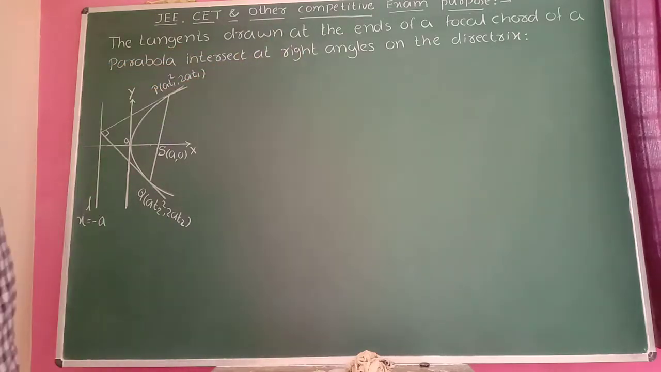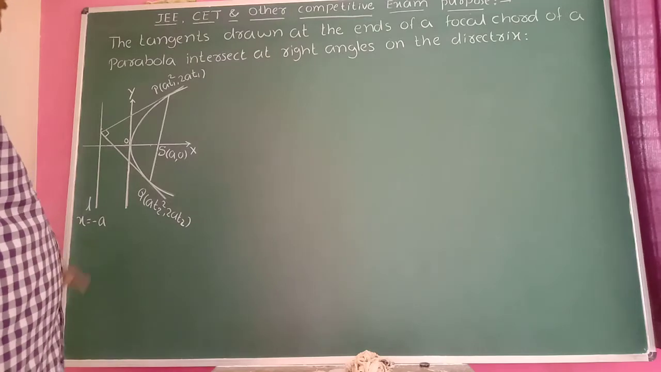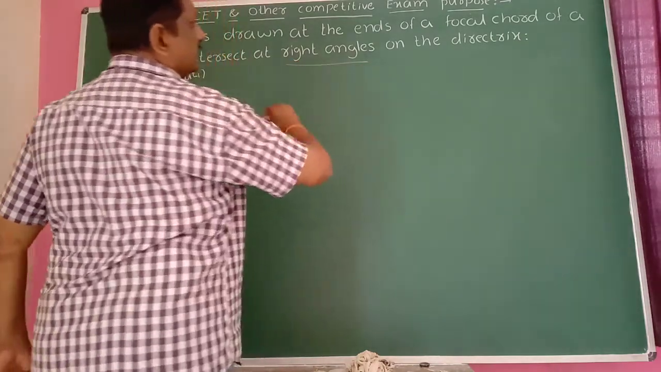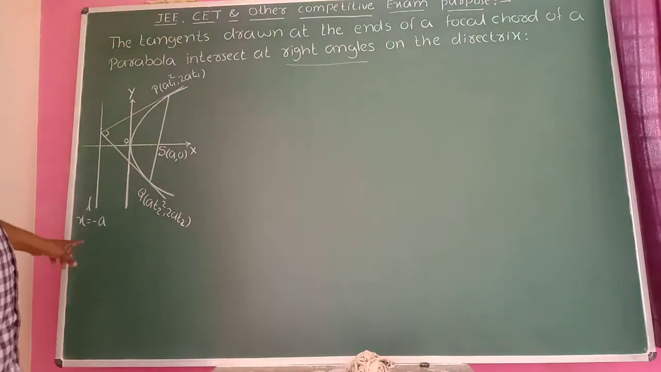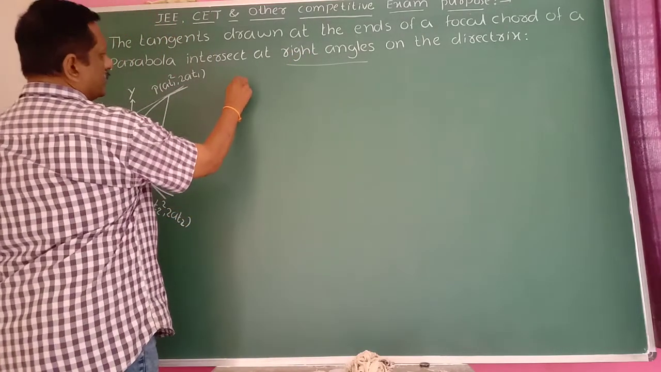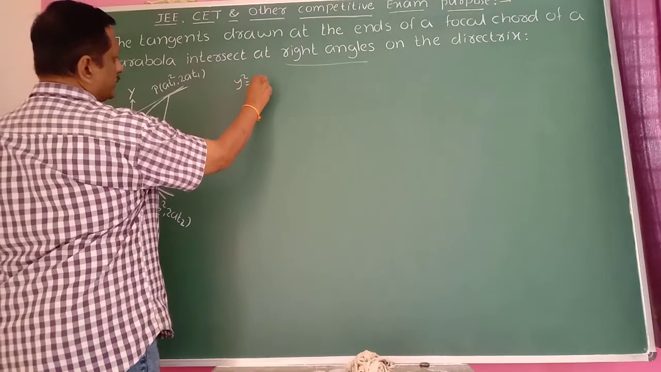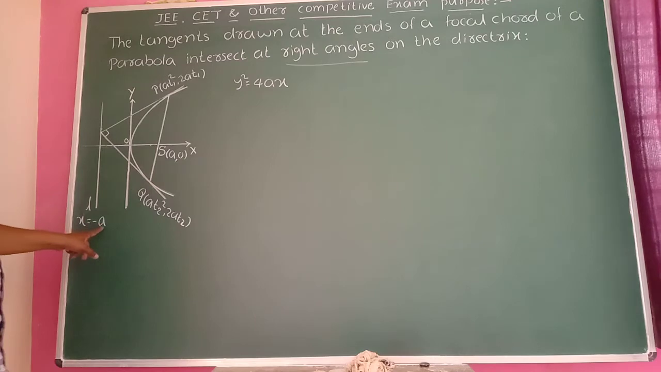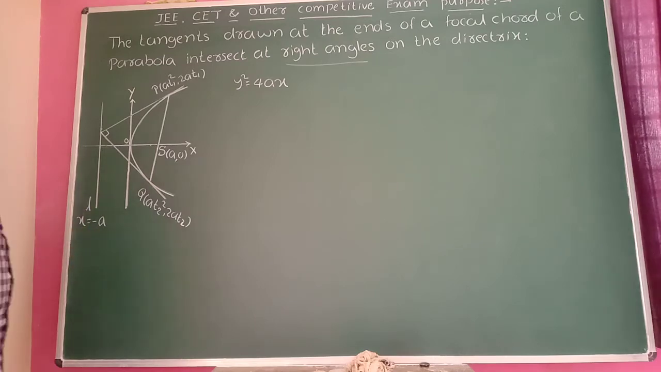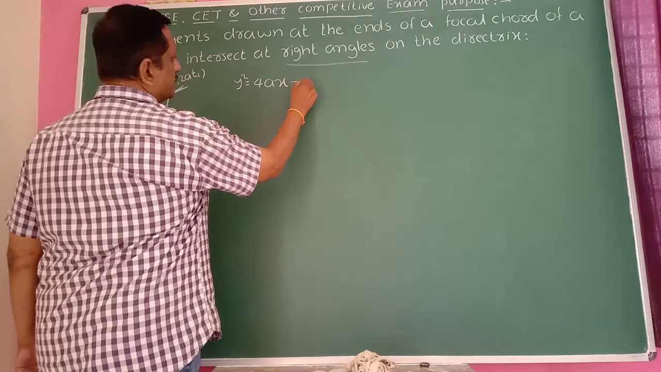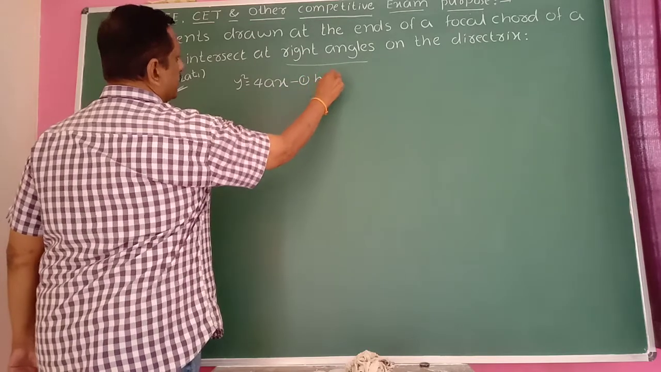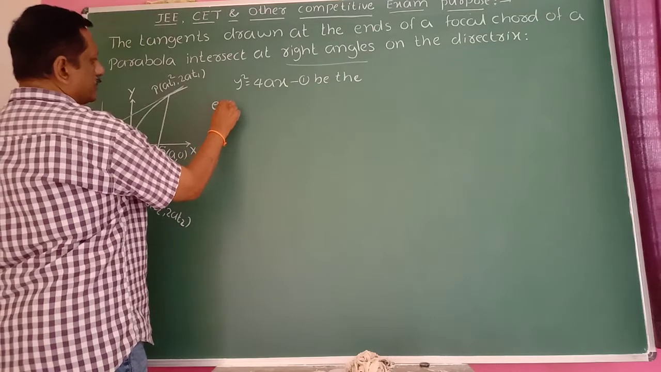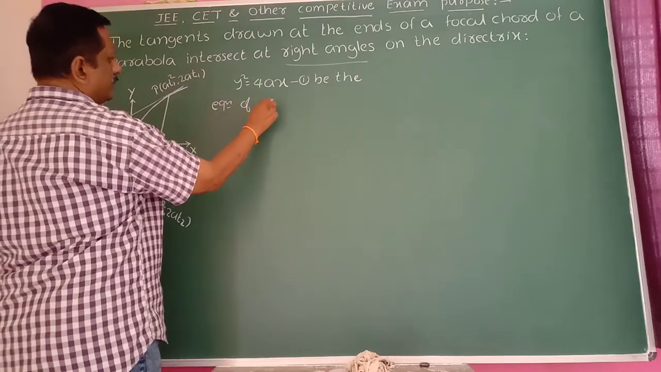The tangents drawn at the ends of the focal chord of a parabola intersect at right angles on the directrix here. So, suppose y square is equal to 4ax is the equation of the parabola here. In that case, the equation of the directrix is what? x equal to minus a. Therefore, y square is equal to 4ax. Take this as equation number 1, the equation of a parabola.